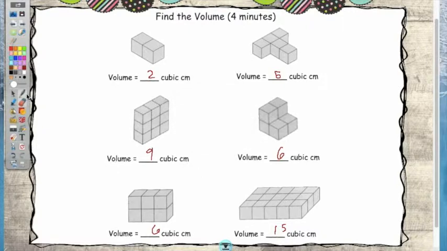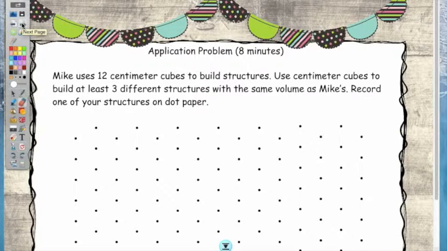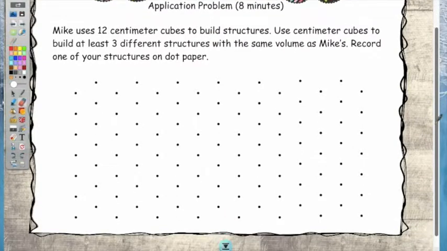All right, so check your answers with the ones on the board. That's a review of lesson 1, okay? All right. So for the application problem today, I gave you a few dots. These dots are not going to include a tower that's 12 high, and I don't know if you could get 12 across on there either, so don't build those, okay?